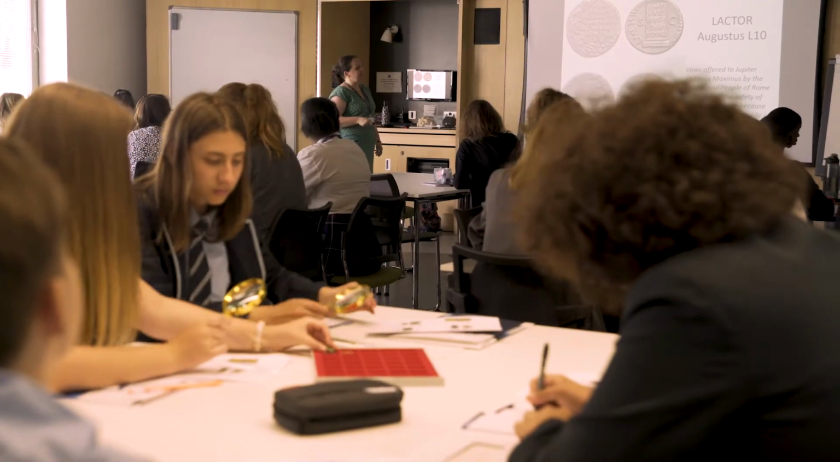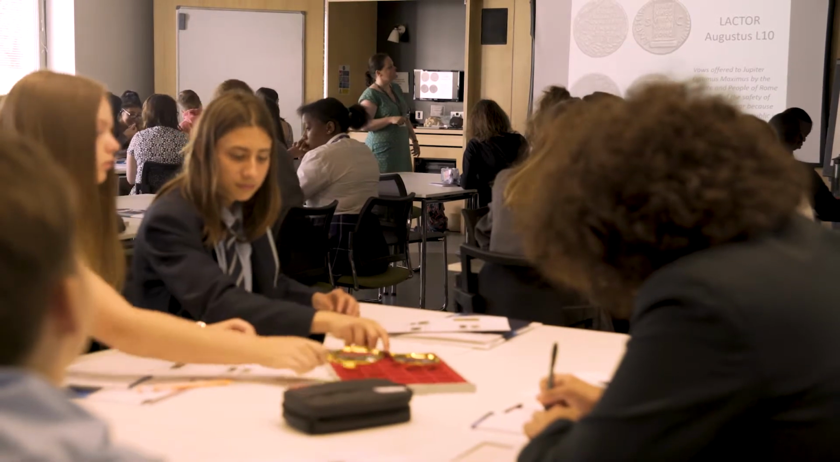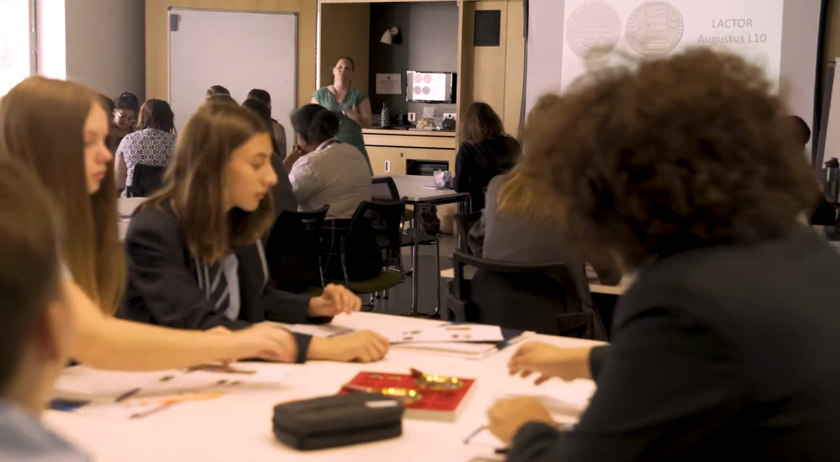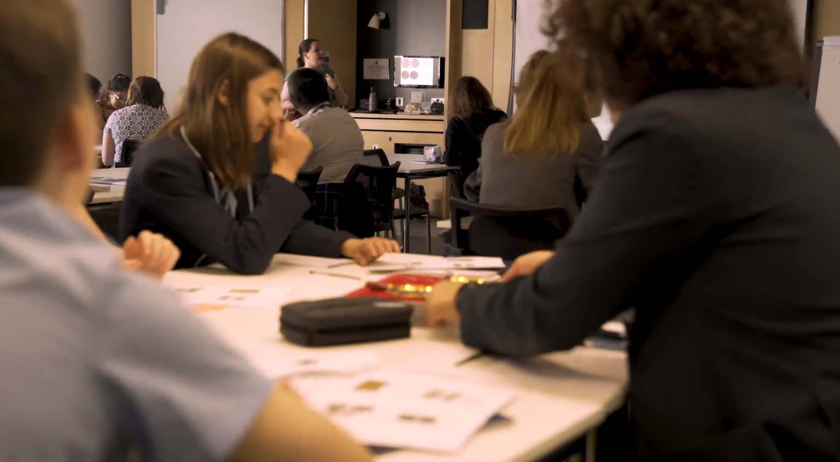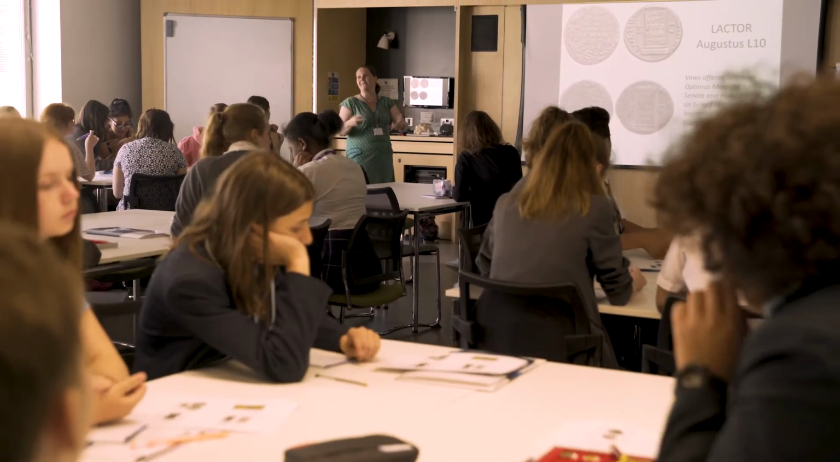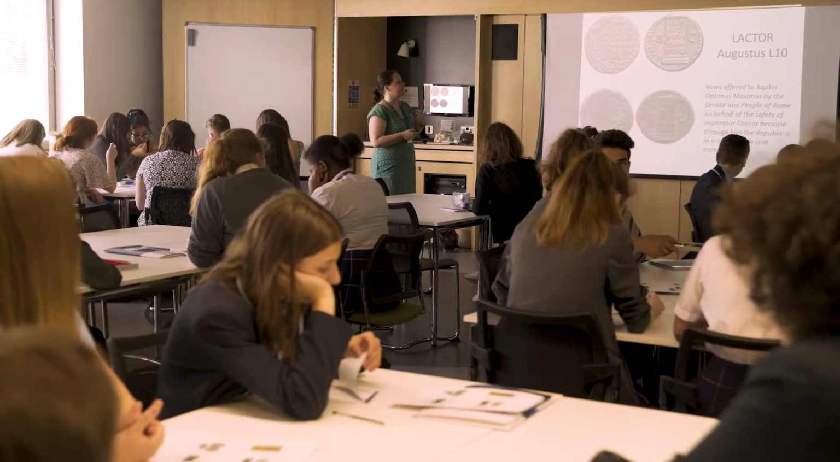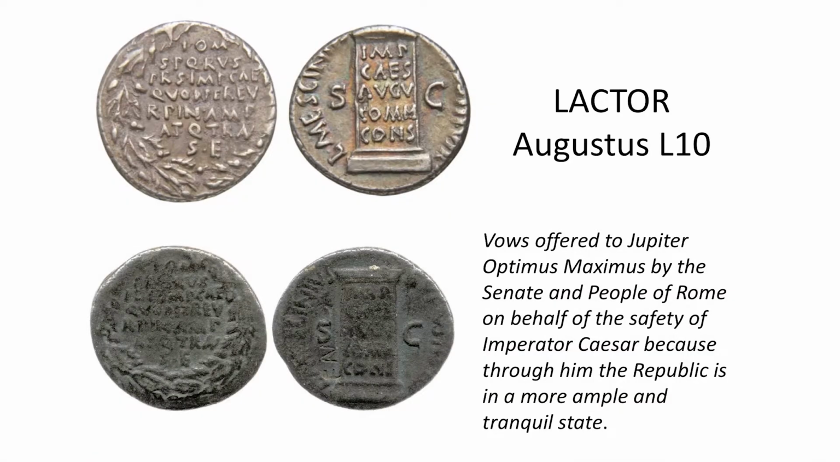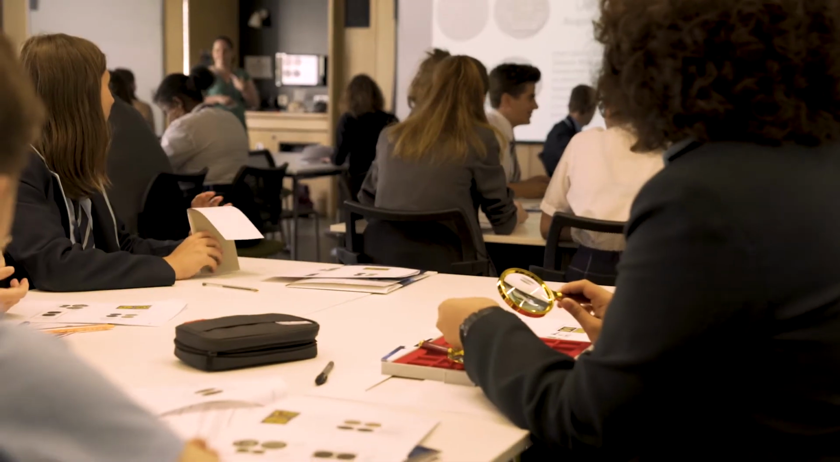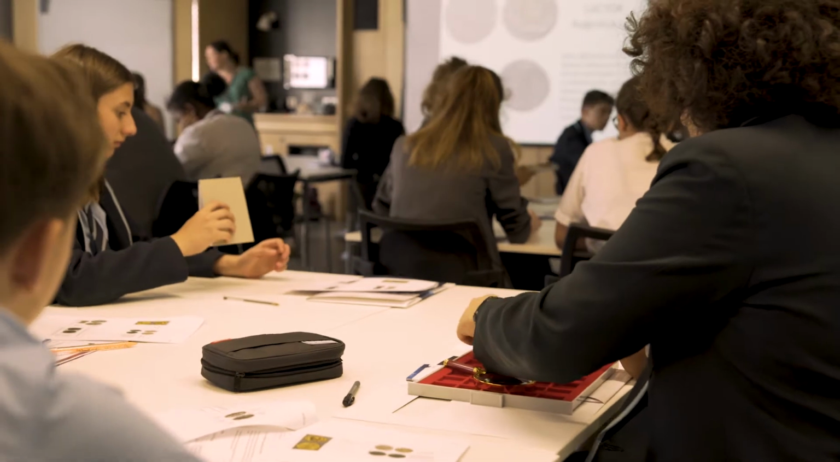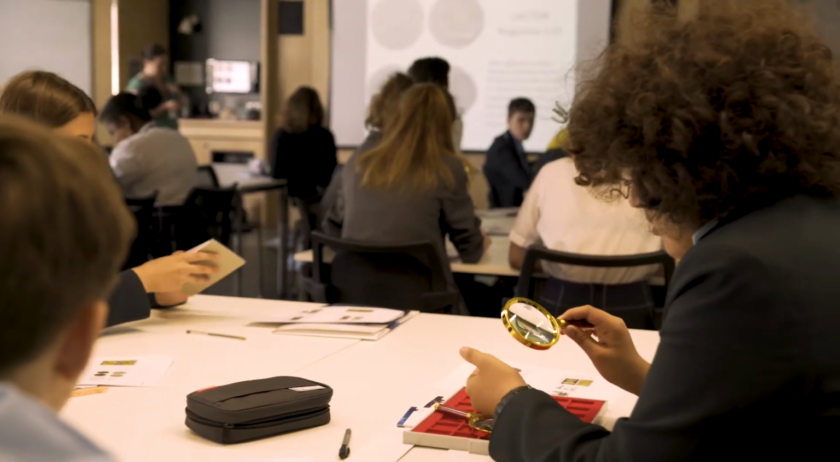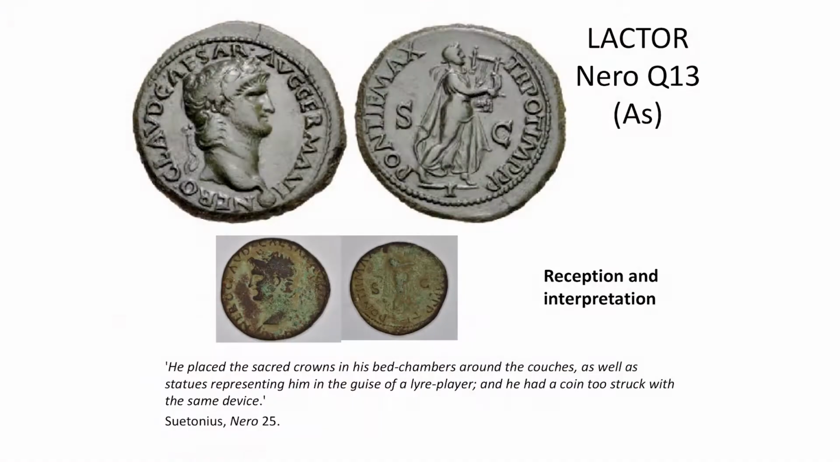In a sense, this coin type, which records vows made to the god Jupiter on behalf of the Senate and people of Rome for the safety, the Salus, of Augustus, became very worn. You couldn't actually read what was going on. And after a certain point, the Romans stopped putting this much writing on their coins because for the long-term survival of the monument, so to speak, it wasn't a very useful thing.